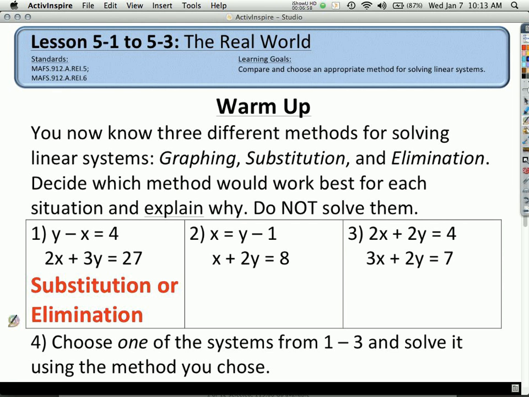Student number 14, what'd you pick? Okay, why? Speak loudly, nice and loud and clear so everyone can hear. Okay, but you said two different things, because first you said something else. Okay, so you put elimination for that one. Okay, student number 16, what'd you put?